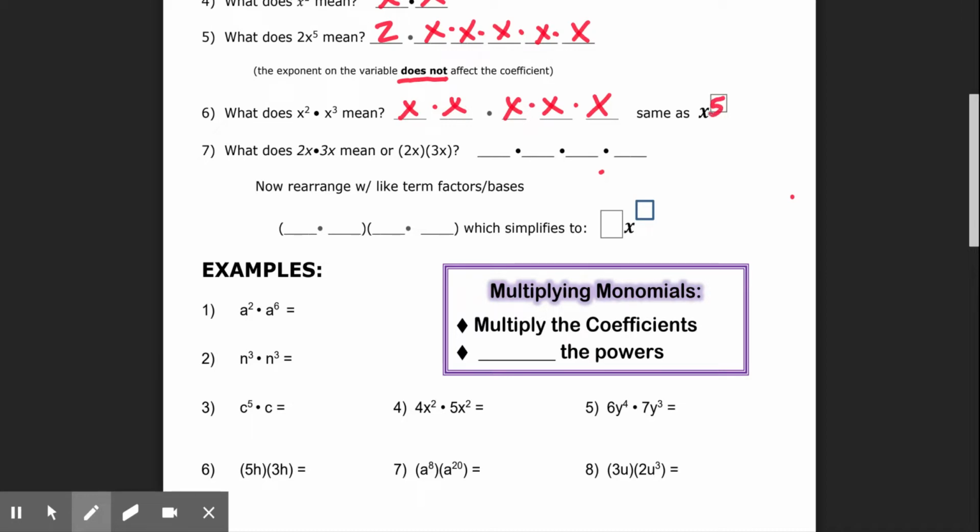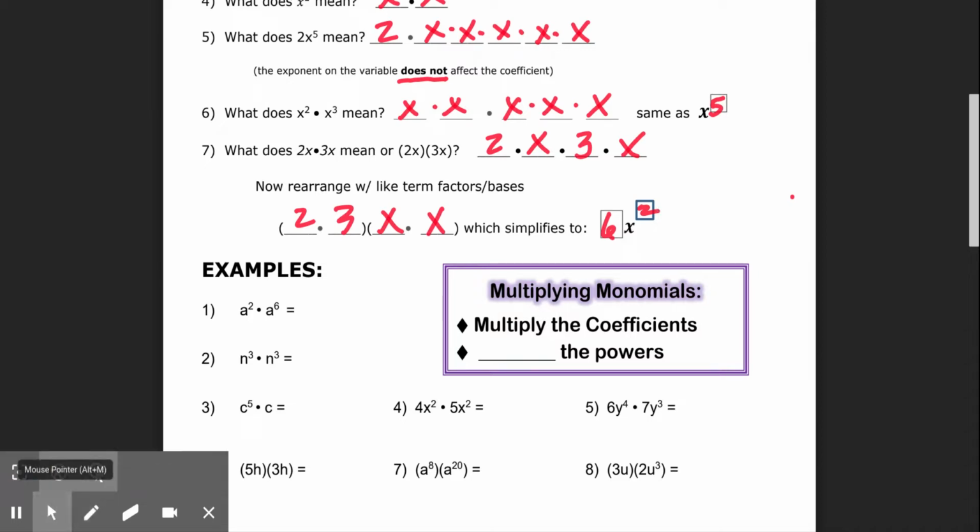And then on number 7, it says, what does 2x times 3x mean? Or you can put those in parentheses. So in this situation here, we've got 2 times x times 3 times x. And then it says now rearrange with like term factors or bases. So what I would do is use my 2 and my 3 here. So 2 times 3, and then x times x. So 2 times 3 is 6, and then x times x, you have 2 x's there. So that would be squared, so 6x squared.